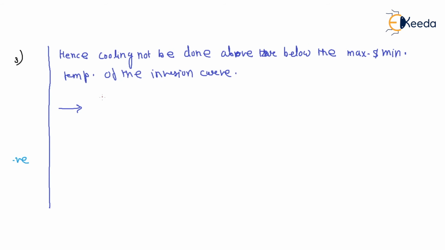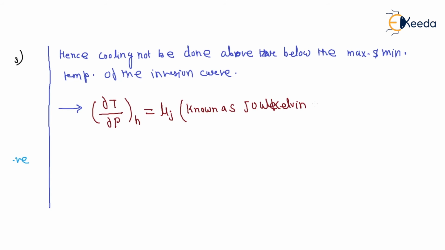Now, next point, see, ∂T over ∂P at constant enthalpy, the slope between temperature and pressure, is known as μJ, the Joule-Kelvin effect. This is known as Joule-Kelvin.